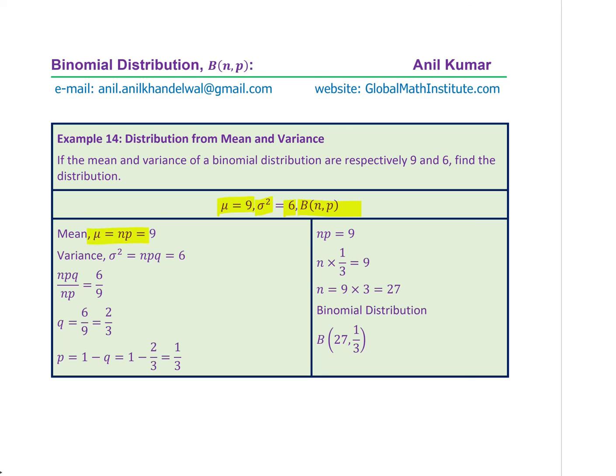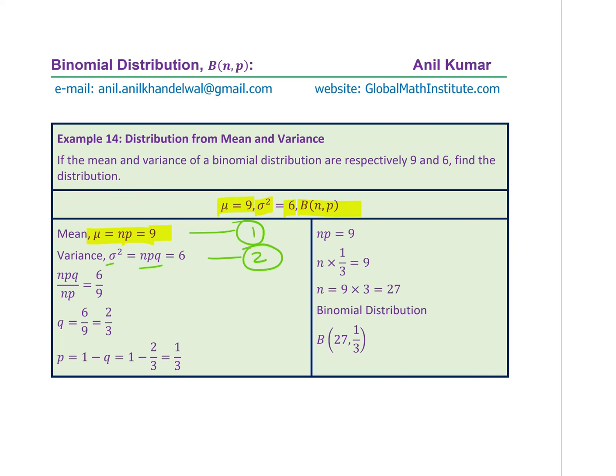So mean is the expected value. So the mean, the expected value, is n times p, which is equal to 9. So we get one of our equations from that condition. And second is the variance, which is sigma square, the value is npq, which is our second equation. So now, once you know the mean and variance in terms of n, p, and q, then we can actually do some basic algebra to find the values.